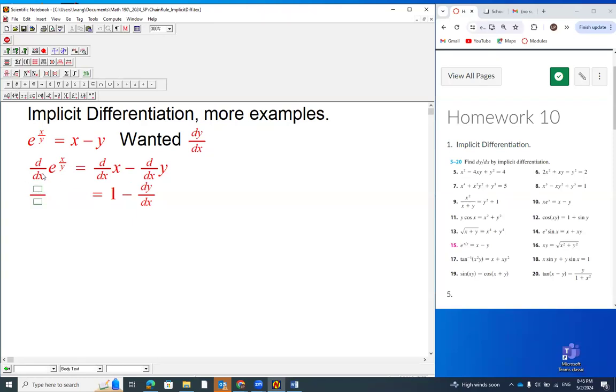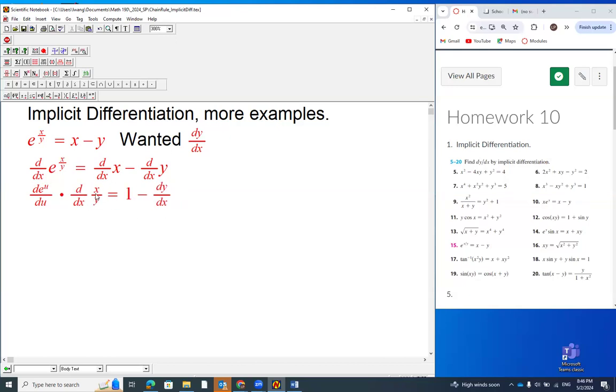So the derivative of e to the power u is e to the power u du, and then the derivative of u with respect to x. Obviously u is x over y. So that's the left, and the other one is the right. Do we need parentheses? I don't think so. We don't really need parentheses.